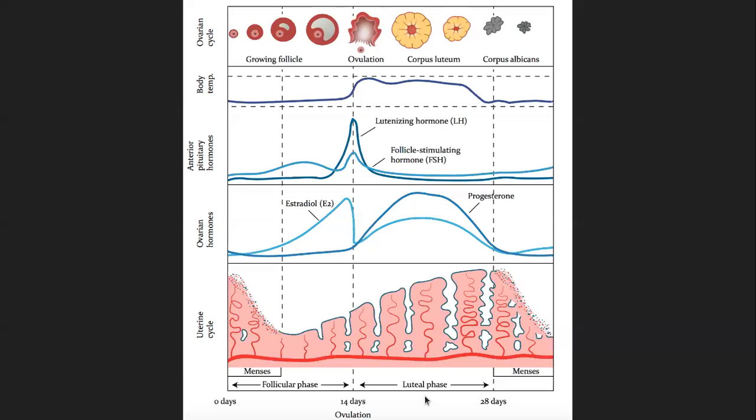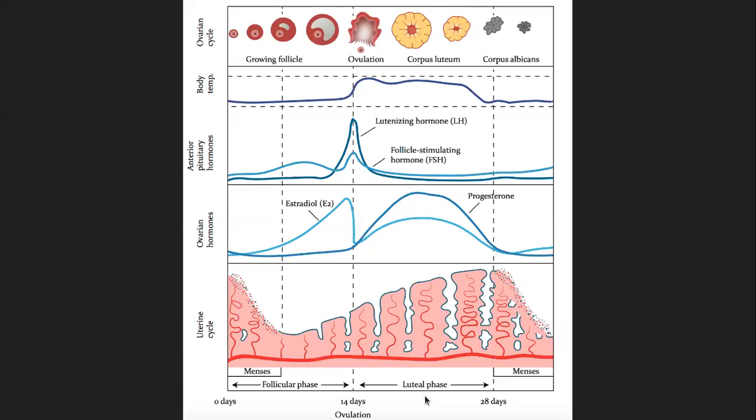Could you repeat what's the function? Why does the luteinizing hormone peak on the ovulation day? So what's the function of luteinizing hormone? Luteinizing hormone functions to maintain the corpus luteum structure. Ultimately, it maintains the progesterone level.